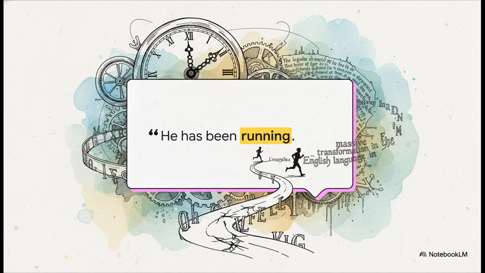We're going to kick off our investigation with a sentence you've probably said or heard a million times. He has been running. Seems totally simple, right? But believe it or not, this little sentence is like a linguistic time capsule. It holds all the clues to a massive transformation that completely rewrote the rules of the English language.